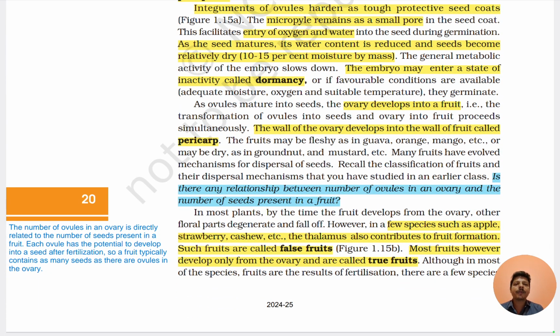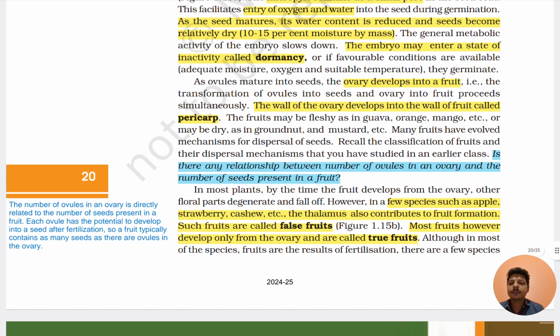The wall of the ovary develops into the wall of the fruit, called pericarp. Here, is there any relationship between the number of ovules in an ovary and the number of seeds present in the fruit? So here the answer: the number of ovules in an ovary is directly related to the number of seeds present in a fruit. Each ovule has the potential to develop into a seed after fertilization. So a fruit typically contains as many seeds as there are ovules in the ovary.